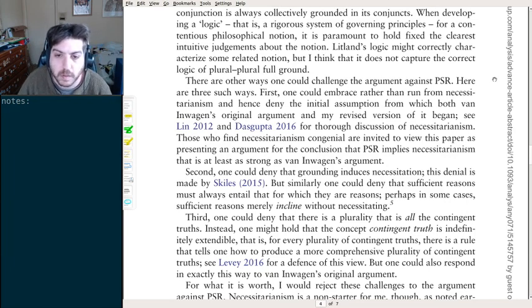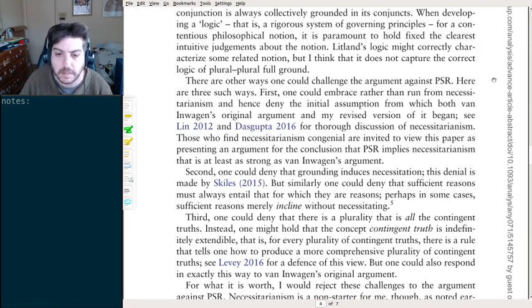There are other ways one could challenge the argument against PSR. Here are three such ways. First, one could embrace rather than run from necessitarianism, and hence deny the initial assumption from which both Van Inwagen's original argument and my revised version of it began. See Della Rocca for a thorough discussion of necessitarianism.